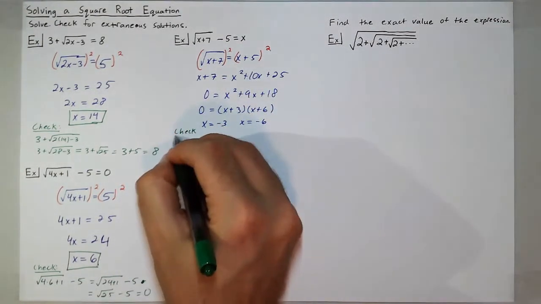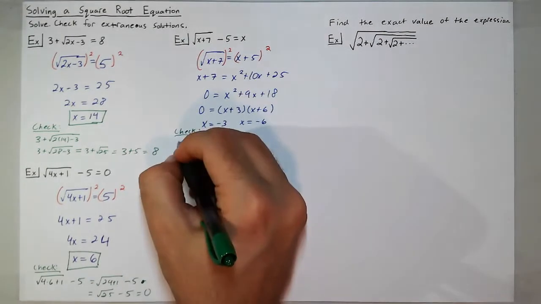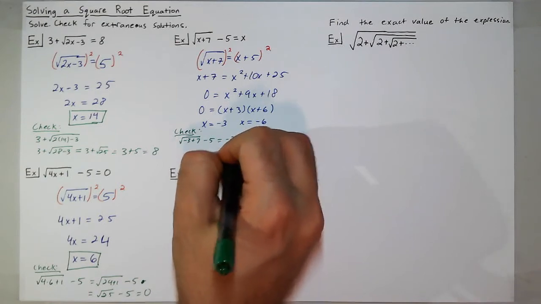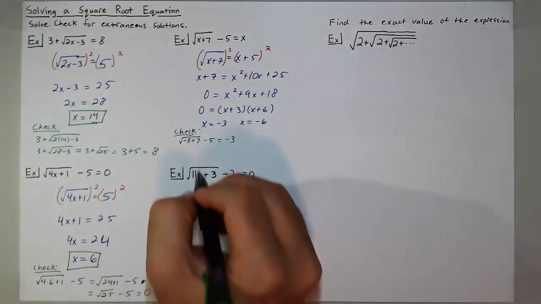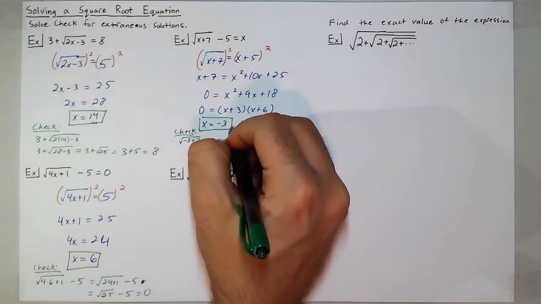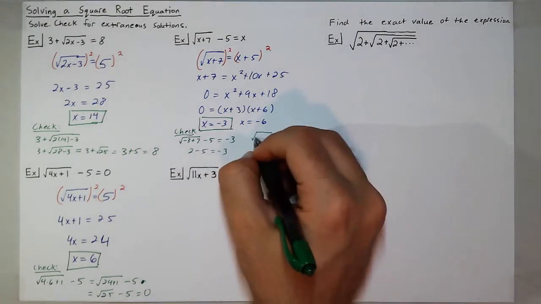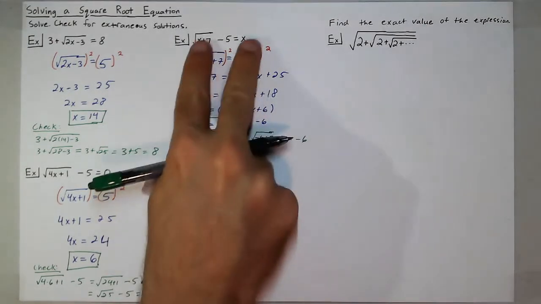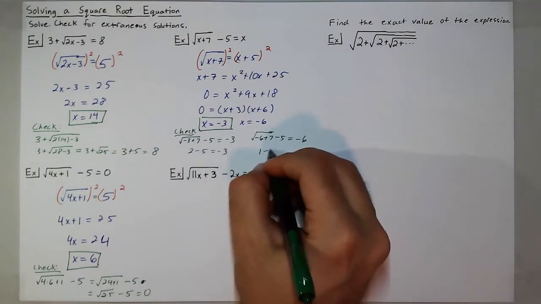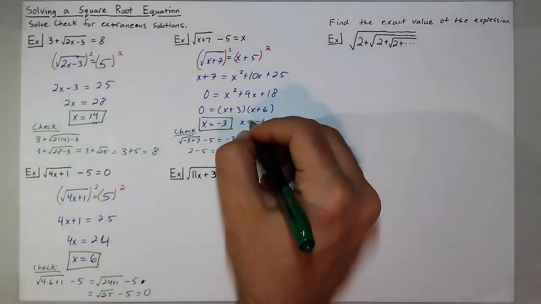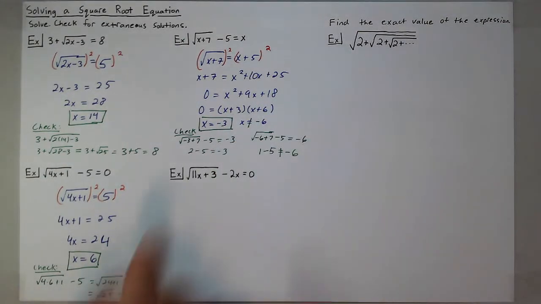First, I'll check negative 3. When I plug negative 3 in for x, I get the square root of negative 3 plus 7 minus 5 should equal negative 3. That is the square root of 4 minus 5, so it's 2 minus 5, which definitely equals negative 3. So x equals negative 3 is a solution. Then I'll have the square root of negative 6 plus 7 minus 5 should equal negative 6. I'm going to replace those x's. That gives me the square root of 1 minus 5. But 1 minus 5 does not equal negative 6. That is not true. So this is not a solution. So I only have one solution. This ended up being extraneous, meaning it didn't work.